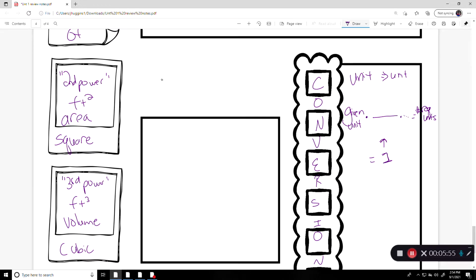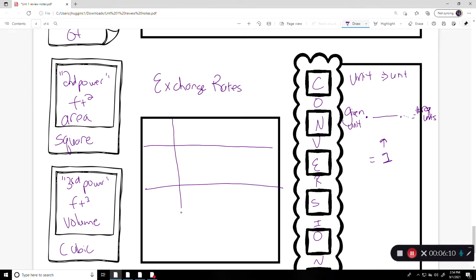Generally, I get a few questions about exchange rate problems, which is a type of conversion problem. You start with what you were given and multiply it by a conversion factor. But instead of just giving us conversion factors, you're given this table. So I'm going to come up with a shortened version of it.